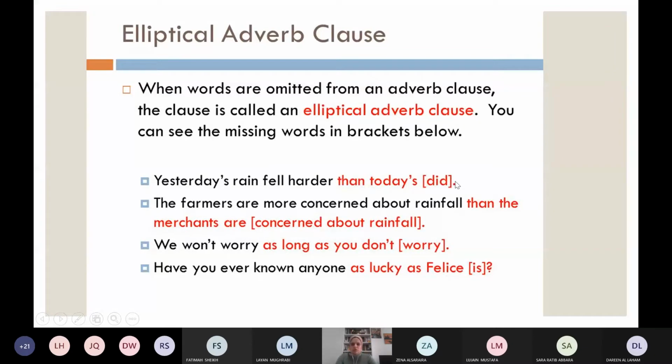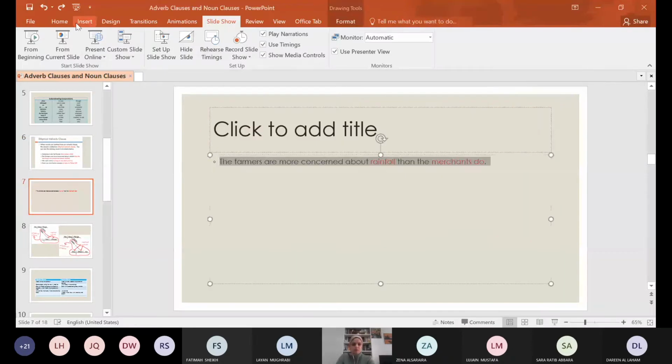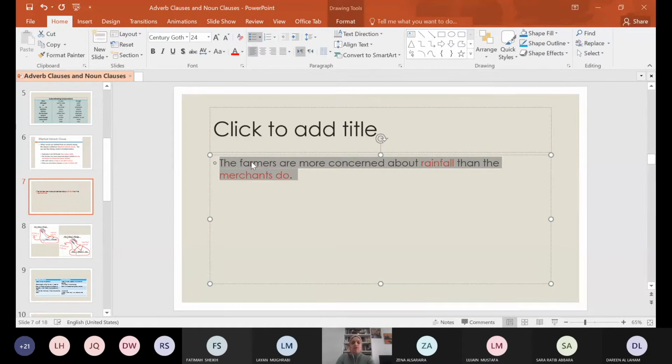Again, this sentence: the farmers are more concerned about rainfall than the merchants are concerned about rainfall. Let me show you this. The farmers are more concerned about rainfall. This is the independent clause. Are you with me, grade 10? You understand what it means? Farmers are concerned about rainfall.